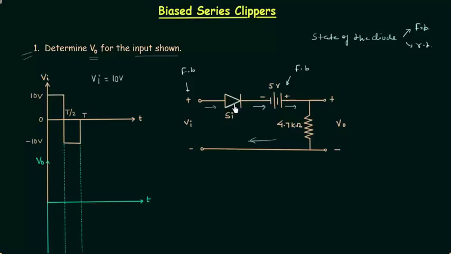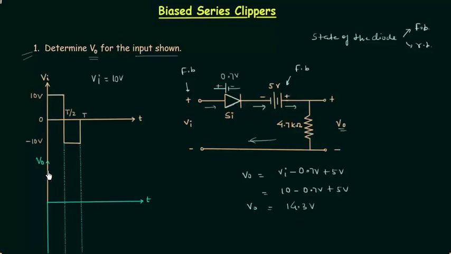Both the sources are forward biasing the silicon diode, so I will replace it with its equivalent model like this, plus minus 0.7 volts. And now we can easily calculate the output voltage by using Kirchhoff's voltage law. VO is equal to VI minus 0.7 volts plus 5 volts. This is what we have from Kirchhoff's voltage law. VI is equal to 10 volts. So simply we have 10 minus 0.7 volts plus 5 volts. When you solve this, you will have 14.3 volts as the value of output voltage.